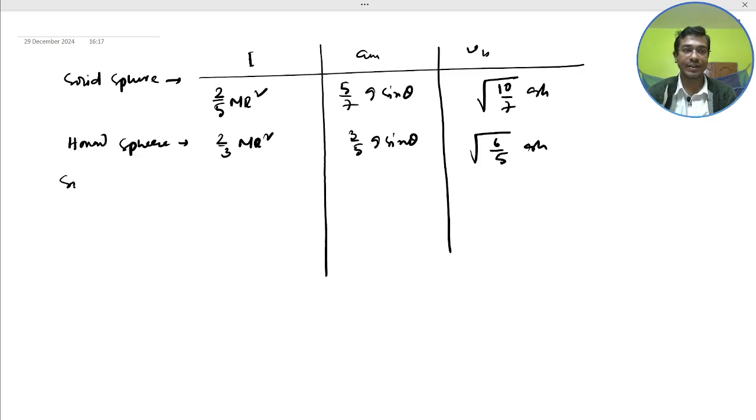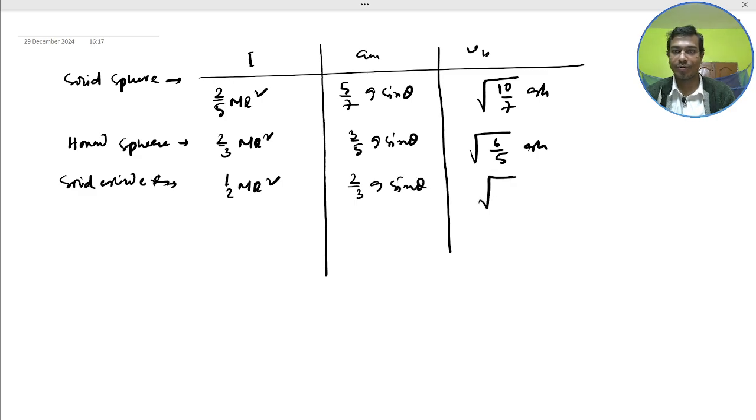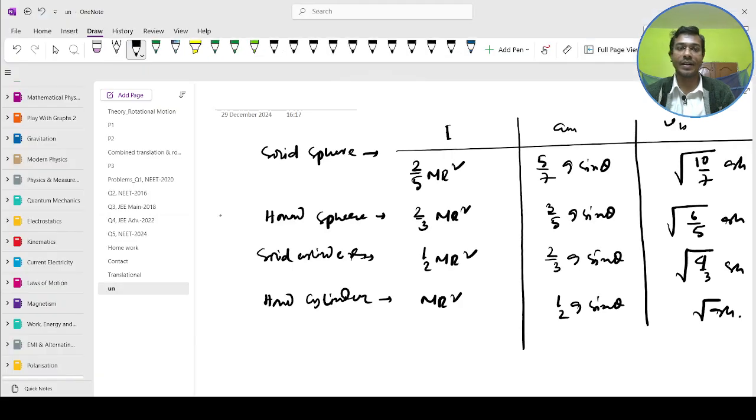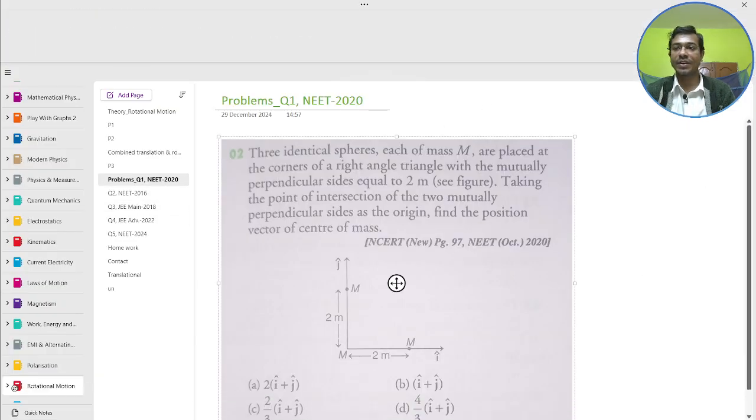So for a solid cylinder, I would become half m r square, and here 2 by 3 g sin theta, and 4 by 3 g h under root. This is the comparison, and the last one is the hollow cylinder. For a hollow cylinder, I is m r square, half g sin theta, and this is root over g h. So we just covered the chapter summary in a nutshell.